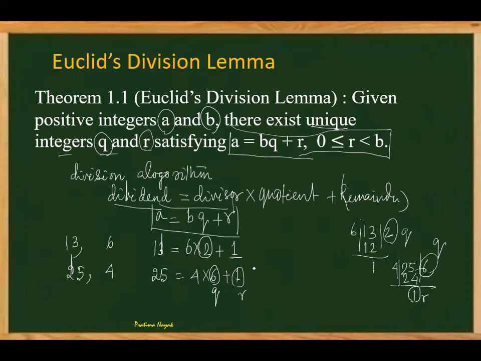So can you think of any other example? Suppose a is 32 and b is equal to 5. So how to write? 32 is equal to 5 times 6 plus 2. So q is 6, r is equal to 2.